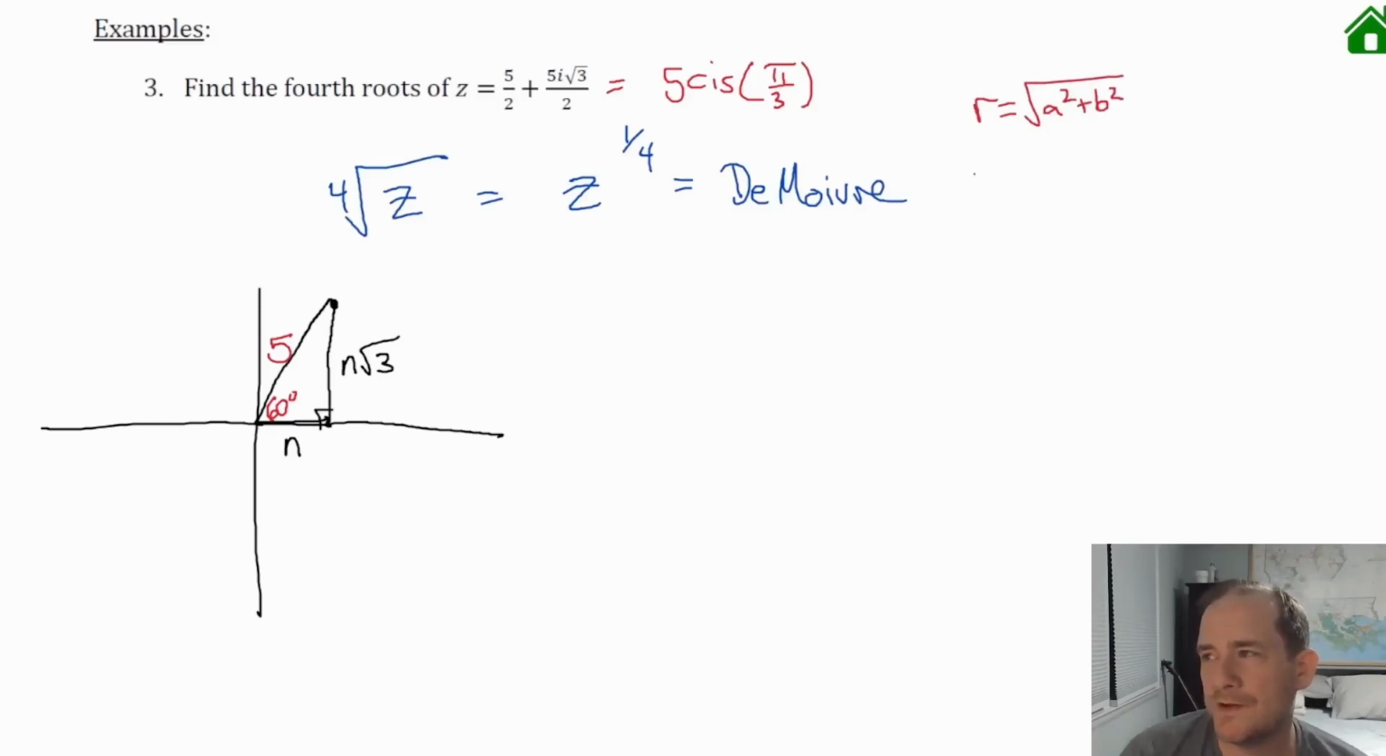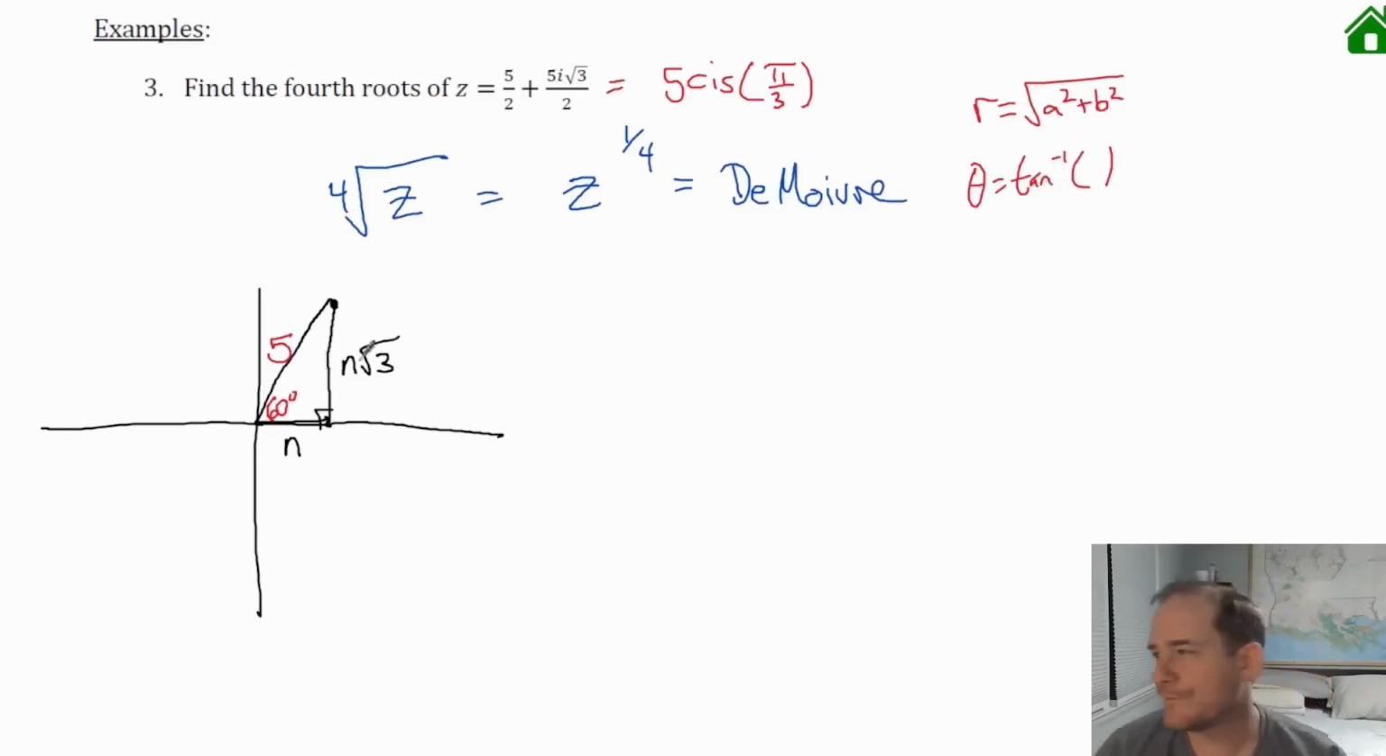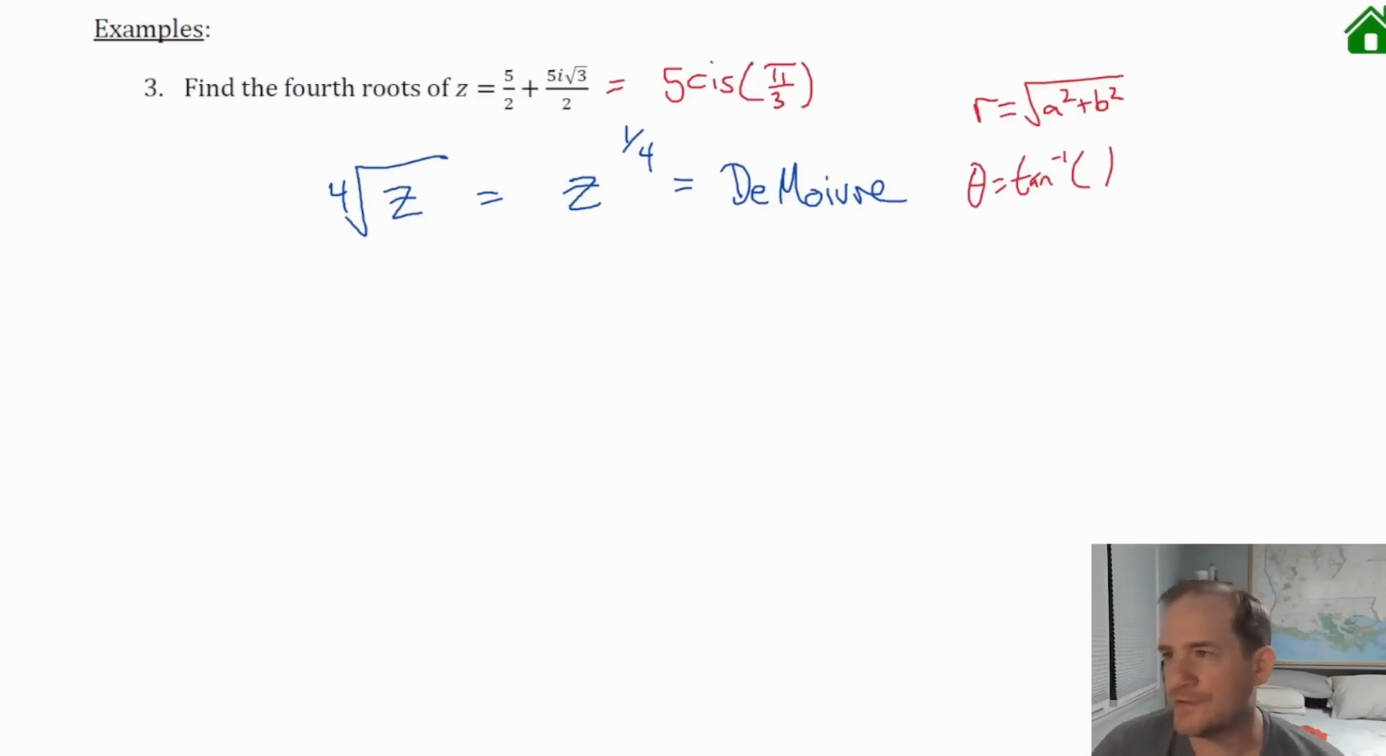Don't use that dumb formula. Don't use that dumb formula either. No, I mean, you can, but I promise you, you'll have a much better time if you just actually think about the geometry in your special right triangles. In the garbage. Alright, so grab that guy in cis notation, and you're finding the 4th roots.